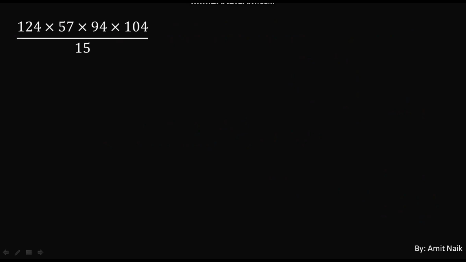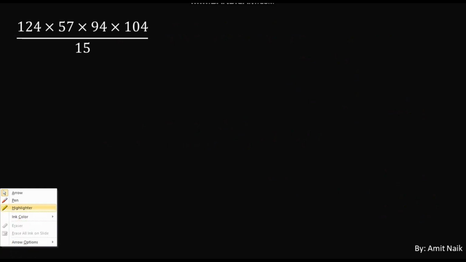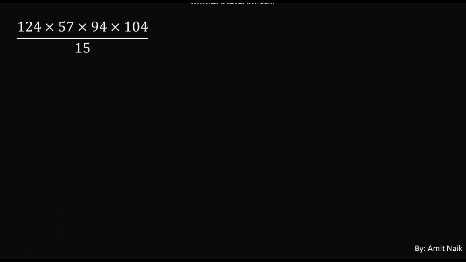Let us have a look at this question. 124 into 57 into 94 into 104, divided by 15. Fine. So the first number, 124 divided by 15. So 15 8's are 120. So I'll get the remainder equal to plus 4. Then the next one is 57 by 15. The remainder here is going to be, 15 3's are 45, the remainder is 12. Then the third term, 94 by 15.